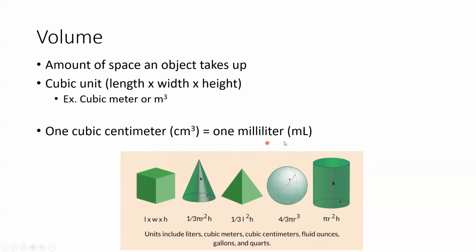But a cubic centimeter is also just going to be equal to a milliliter. So milliliter is a measure of volume. Liter is the SI unit for that. So a milliliter would just be 1/1000th of a liter. But these two units are going to be the exact same thing. They represent the exact same volume.